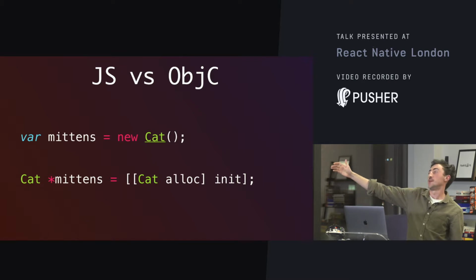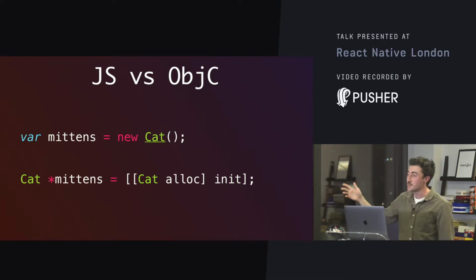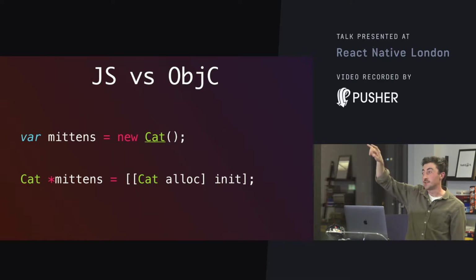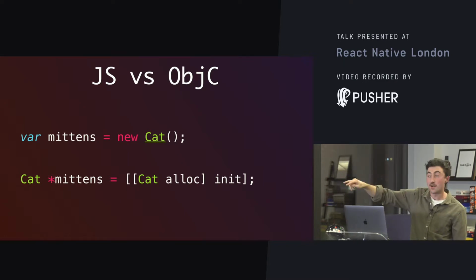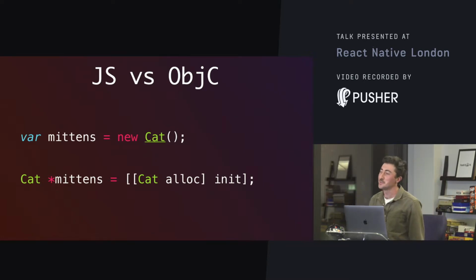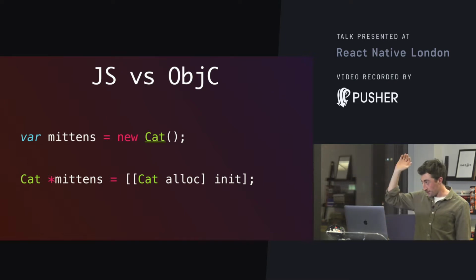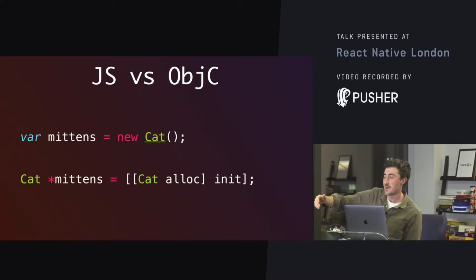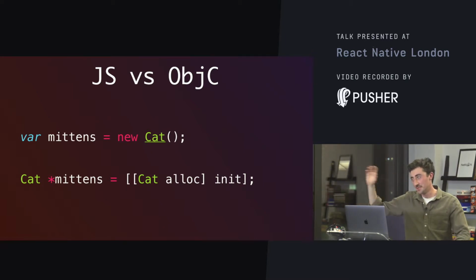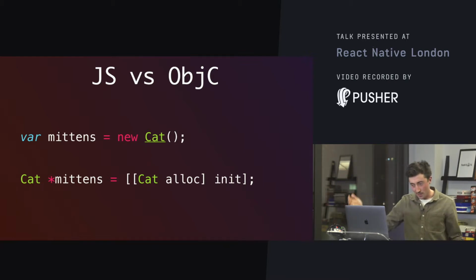Here's some JavaScript. We are making an object. We're making a cat called Mittens. And here's the Objective-C. First thing, we have to declare the type of the variable up front, cat. Then we have a little star, which is a pointer, but let's ignore that for now. We have the name of the variable, and then we have this cat alloc init. Alloc means we allocate the memory, init means we initialize it. It's boring. There's some scary square brackets, but hopefully it makes sense.